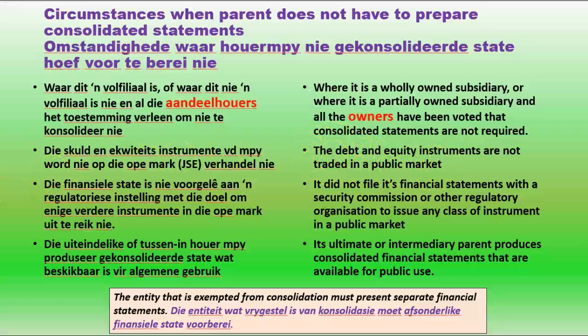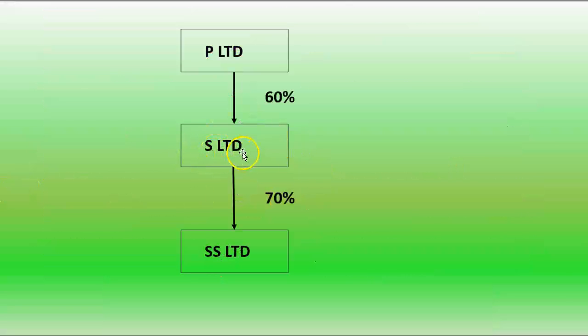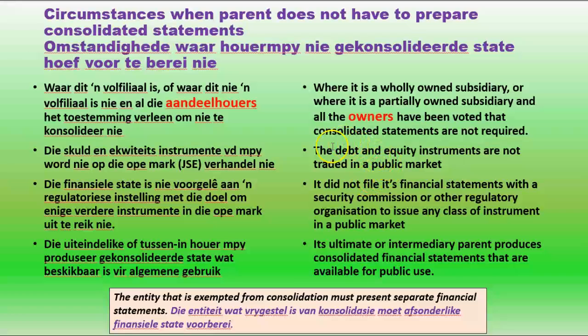The second requirement is that S in its own right must not trade on a stock exchange. Its equity instruments must not be traded in the public market, so in the stock exchange. If that was the case, it would have to prepare consolidated statements as well. It must not have filed its financial statements with the Securities Commission or any other regulatory organization to issue any class of instrument in a public market. So the golden rule here is once you're going to enter into any transactions on the stock exchange, in the public market, you have to provide consolidated financial statements. You cannot get out of it.